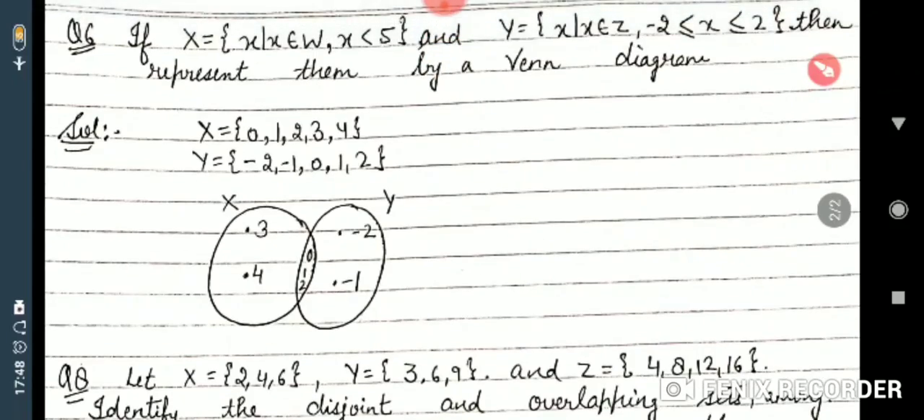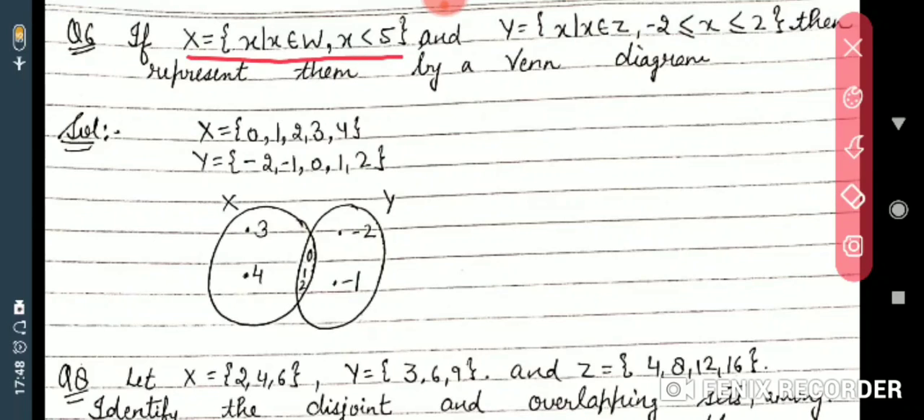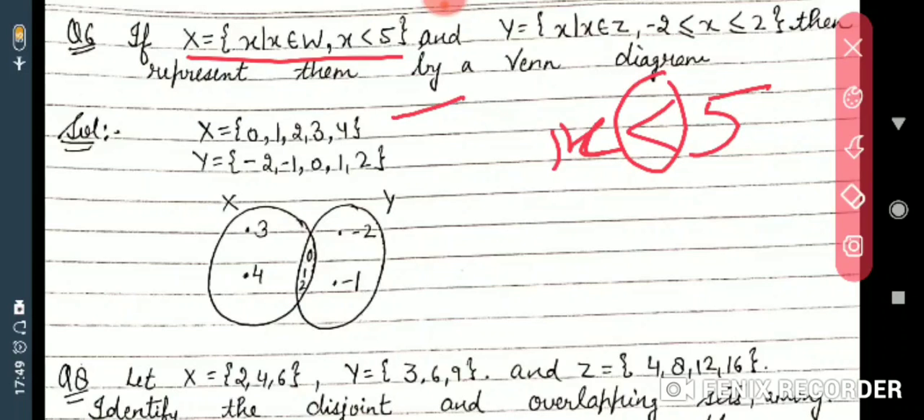Next, if x equals x such that x belongs to whole number and x is less than 5. This sign denotes, see, x is less than 5 and x belongs to whole number. So from where it will be started? 0, 1, 2, 3, 4. 5 will not be included. Why? Because here equal to sign is not there, that's why.